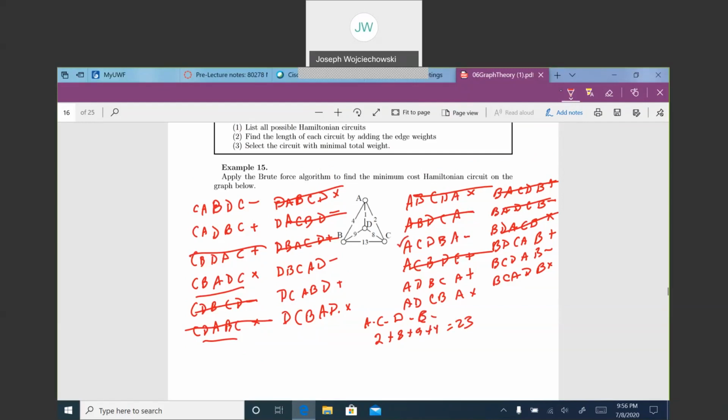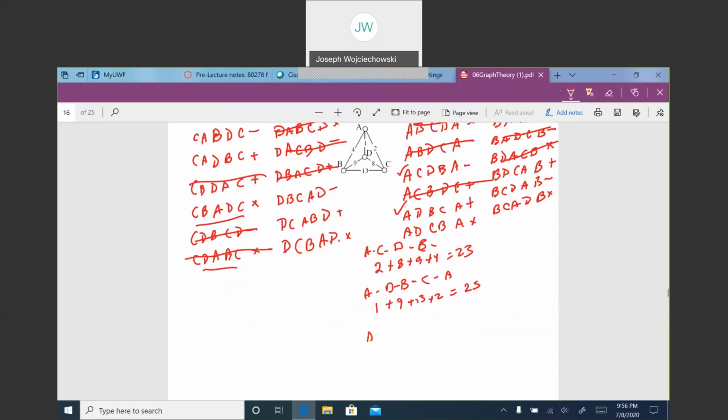Let's do this. A, D, B, C, A. So A to D is 1. D to B is 9. B to C is 13. And C to A is 2. And this is 10, 22, 25. And that's this one here.